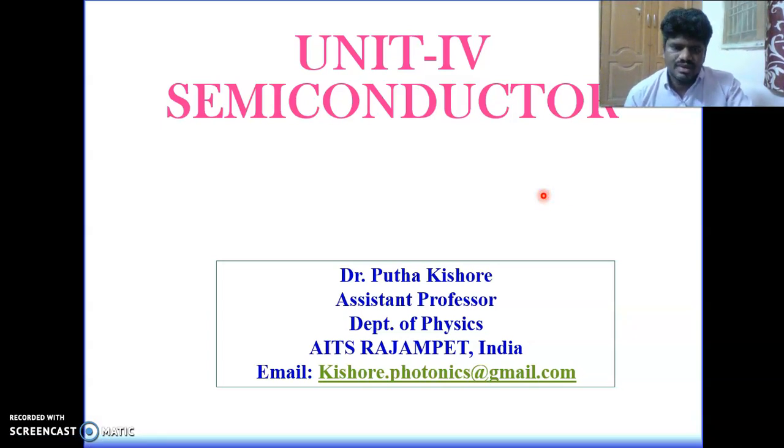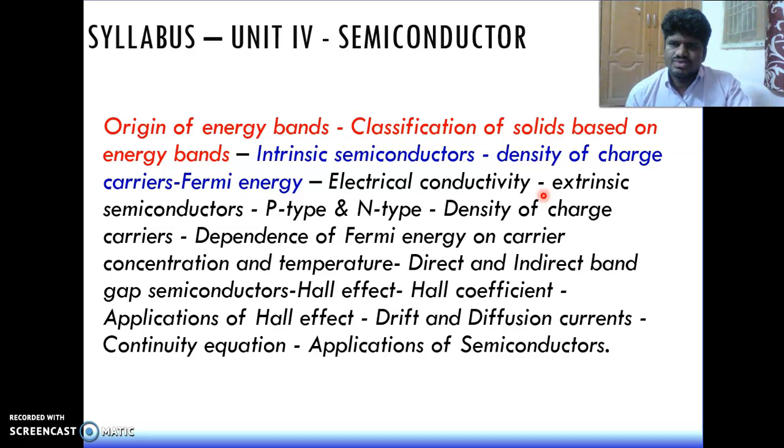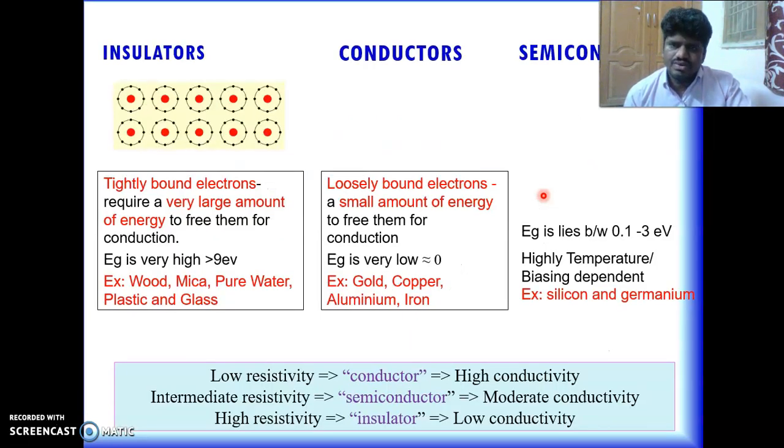Unit 4 Semiconductor. Last session we discussed the origin of energy bands and the classification of solids. In this session we are going to study different types of semiconductors, intrinsic semiconductors, density of charge carriers, and Fermi energy of intrinsic semiconductors. Before going to the next topic, I want to brief about the last session.